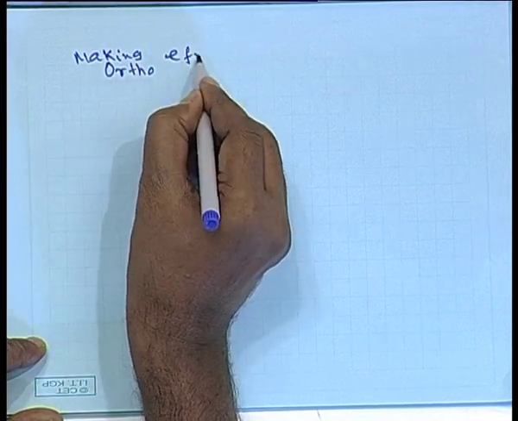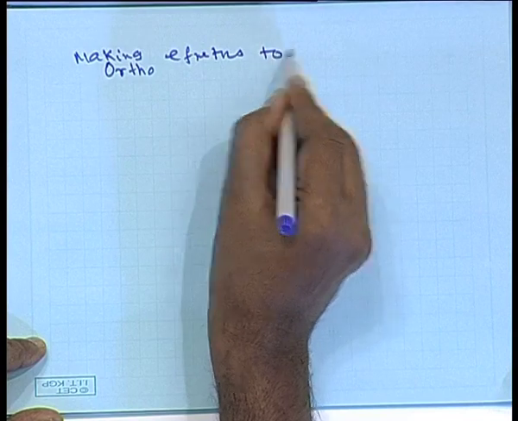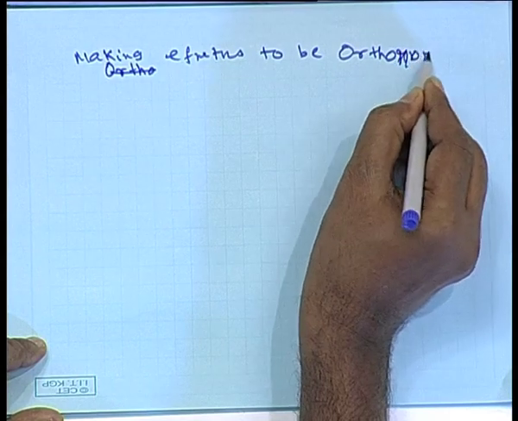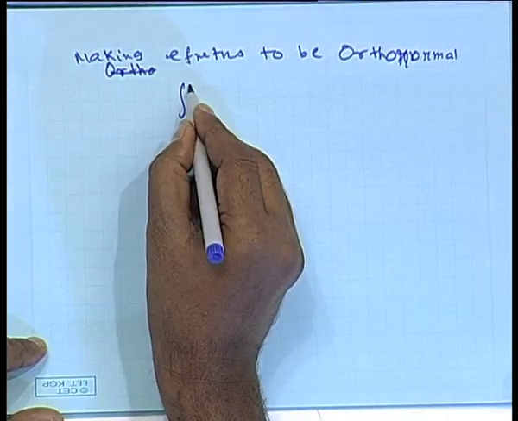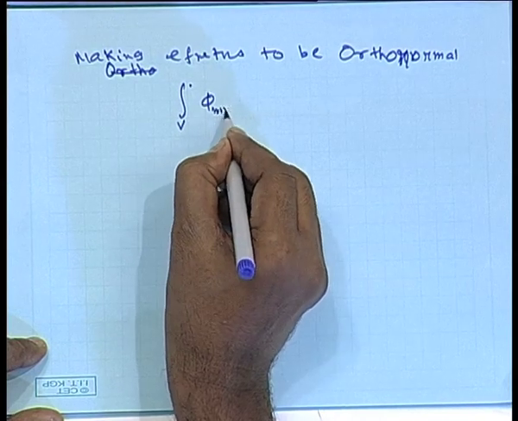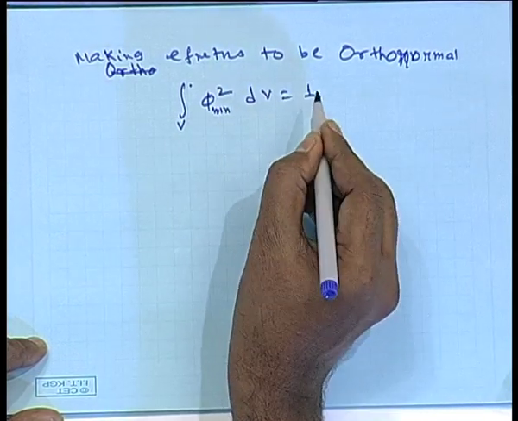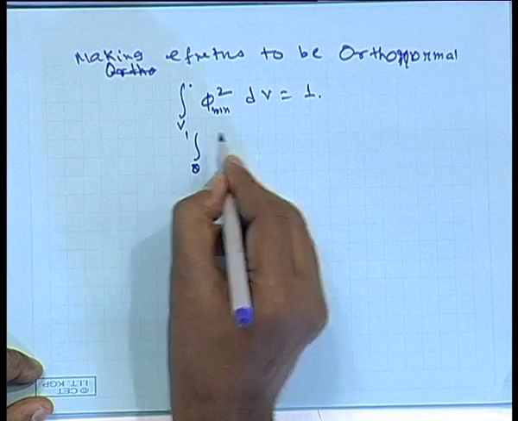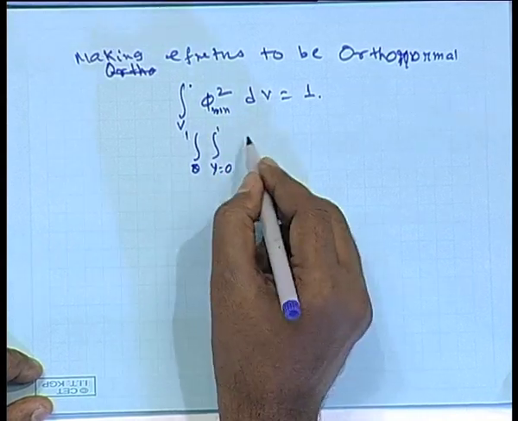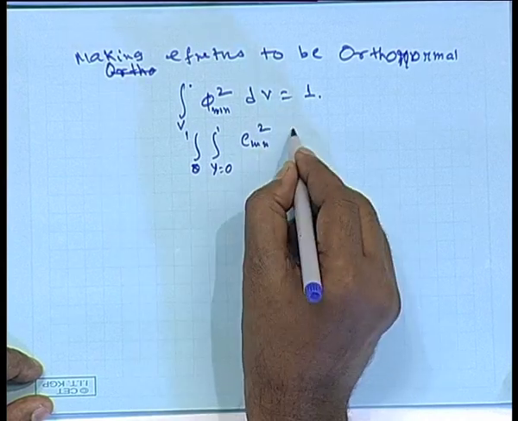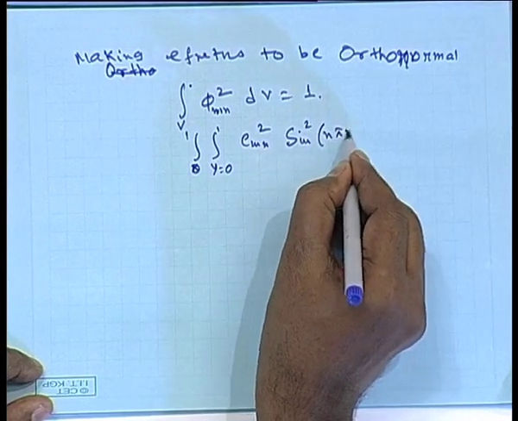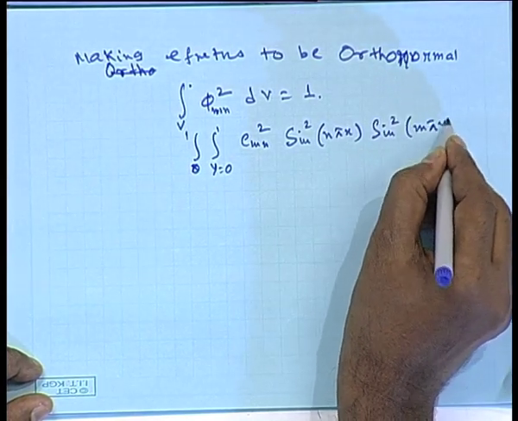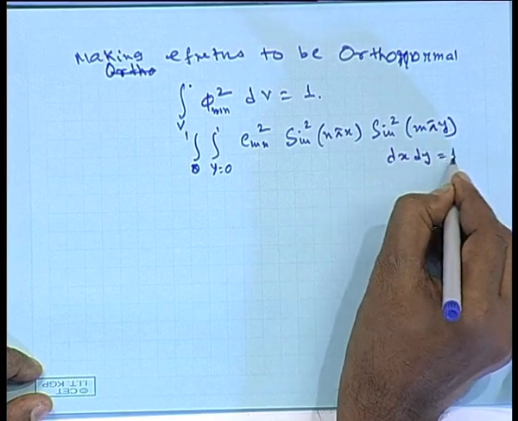Making eigenfunctions to be orthonormal, that means integral of phi m n square dv is equal to 1. It is a two dimensional problem, so dv will be replaced by dx dy. So, integral with x running from 0 to 1, y running from 0 to 1, phi m n is c m n square sin square n pi x sin square m pi y dx dy is equal to 1.